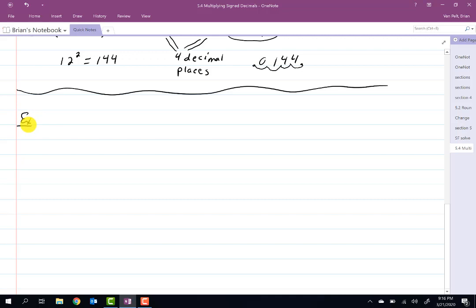Next one, we have 0.0002 times negative 8307.5. And now let me throw this down. I know it's going to be a negative number because a positive times a negative, well, that is negative. Now let's count the number of decimal places we have. I've got 1. I've got 2. I've got 3. I've got 4. And there's 5. So 5 decimal places.